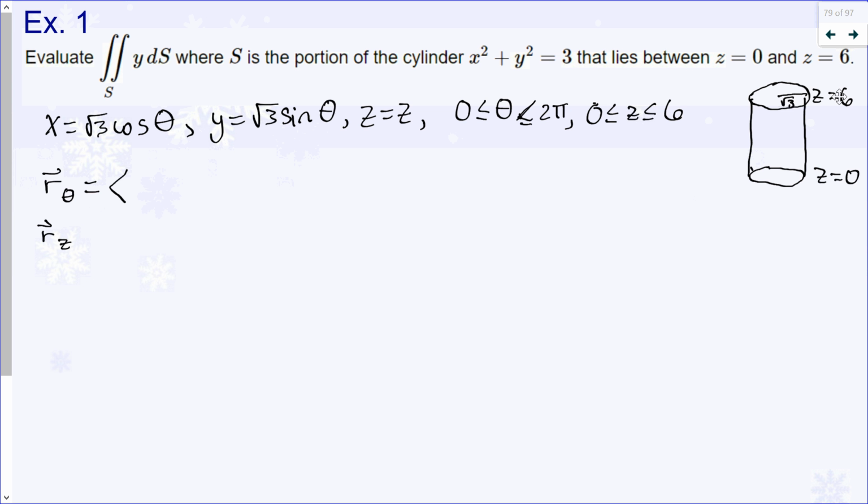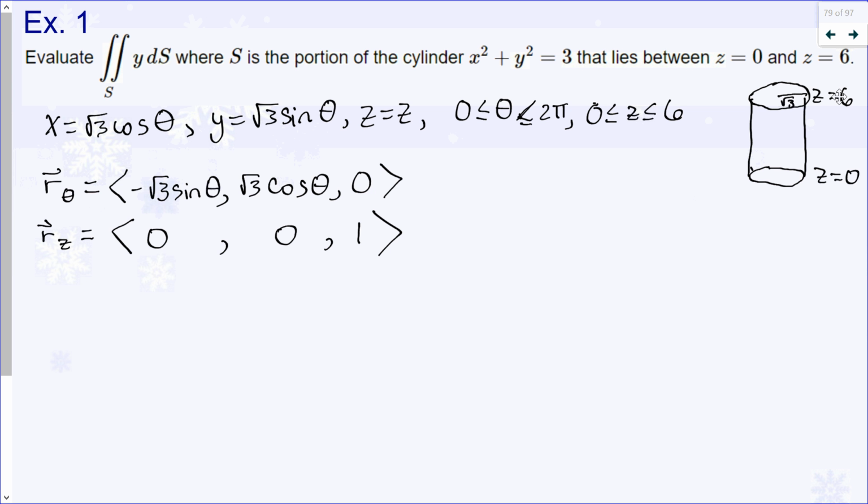So the partial derivative of x with respect to theta is negative radical 3 sine theta. Then we do the partial derivative of y with respect to theta, radical 3 cosine theta. And then the partial derivative of z with respect to theta, which is 0. Then we're going to do the partials with respect to z of x, y, and z. So we're going to get 0, 0, 1. And so now involved in the surface integral formula, we have the cross product of these two vectors.